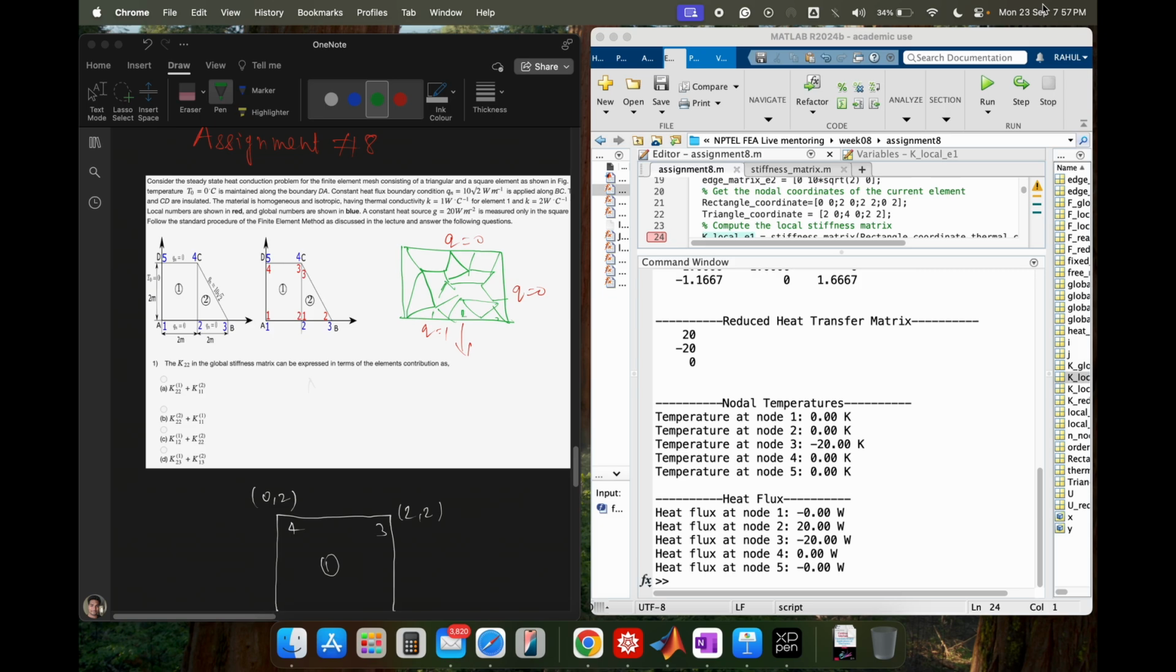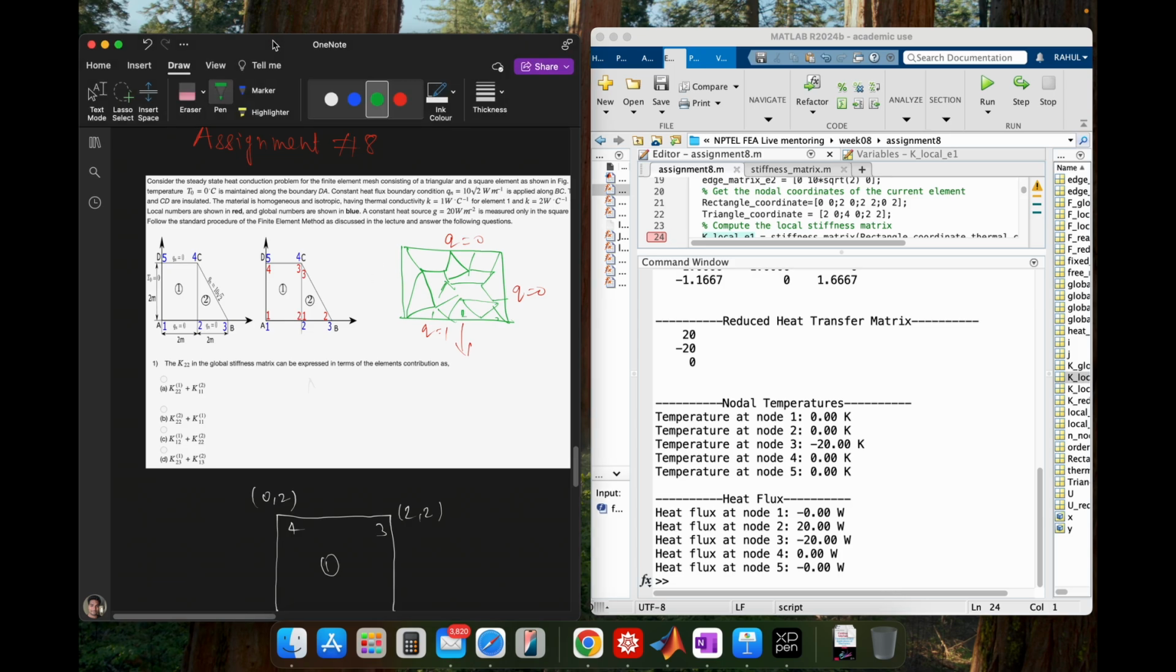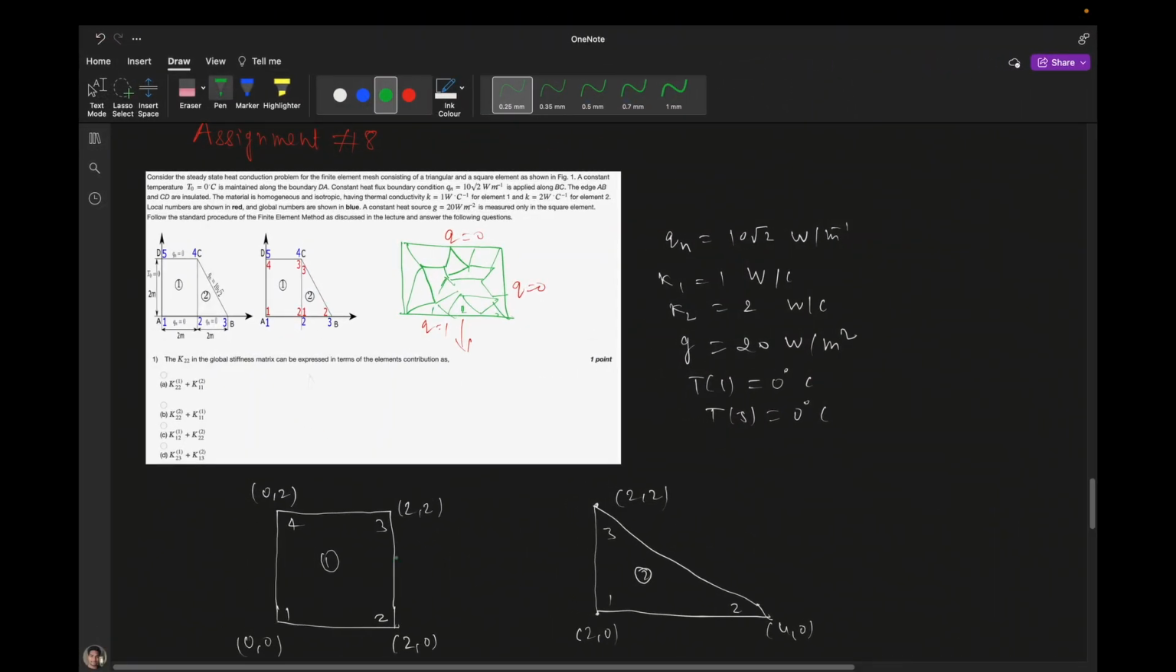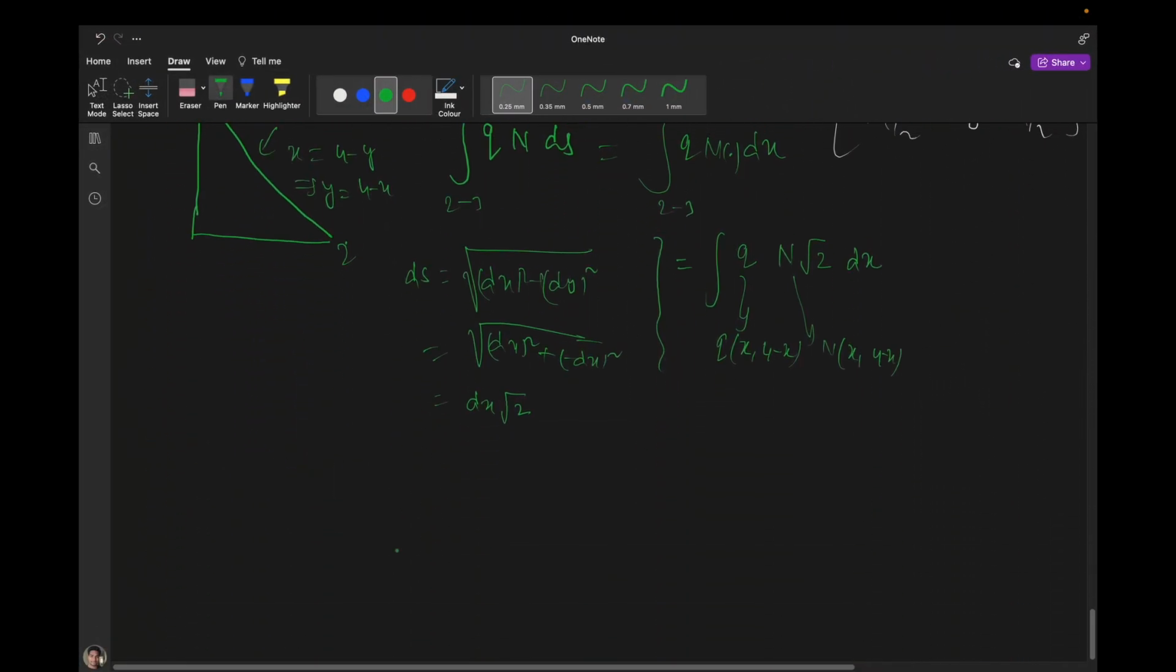Now let's move to one problem where we can solve not only the triangular element but also the rectangular element. So this is all about the assignment problem. Now let's solve one problem.